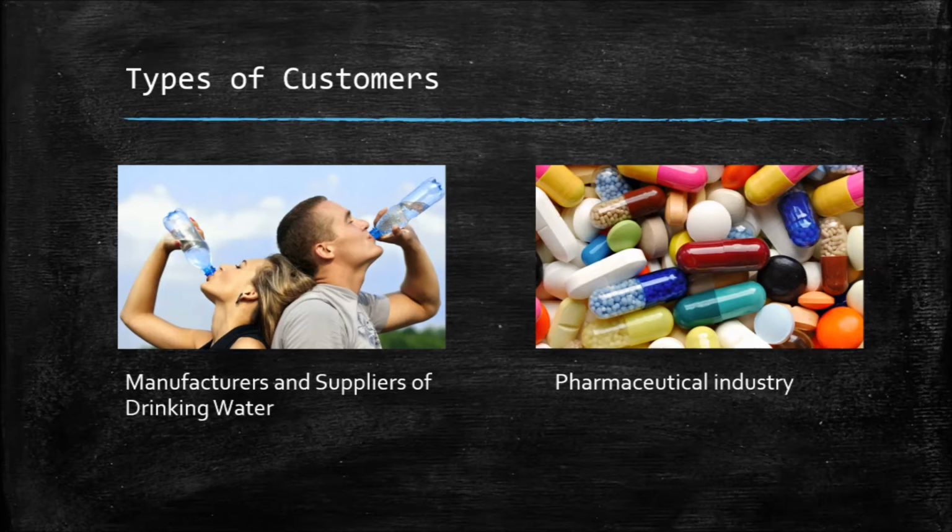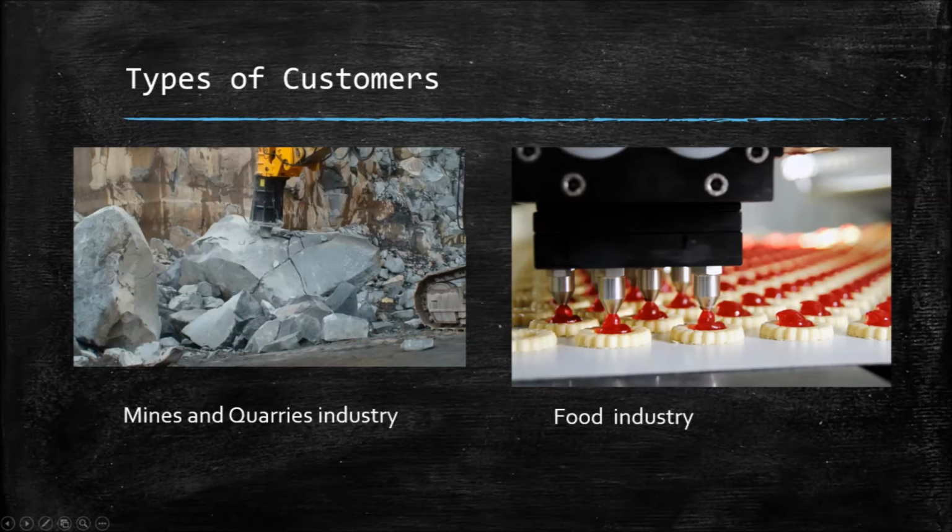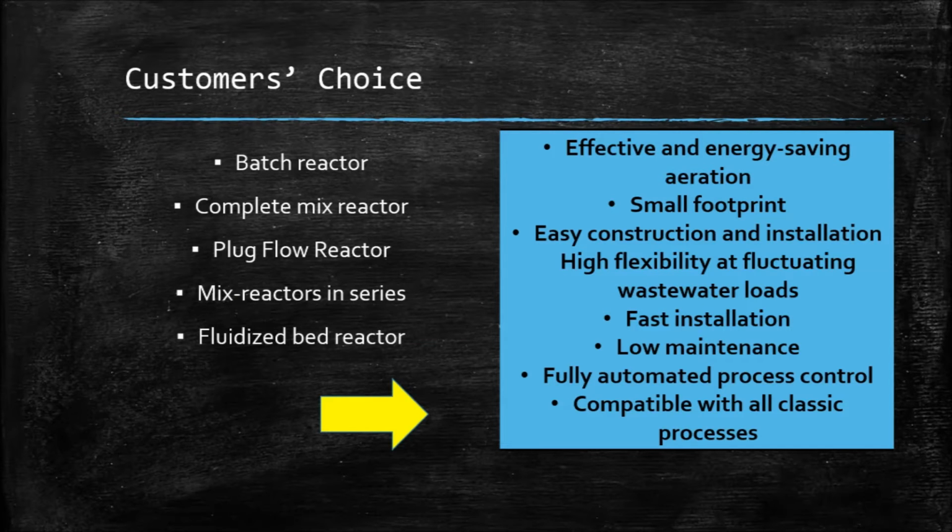Most probably, our types of customers are from manufacturers and suppliers of drinking water, pharmaceutical industry, mines and quarries industry, and also food industry. Wastewater treatment involves physical operations, chemical unit processes, and biochemical processes that are carried out in reactors. These are the principal types of reactors that can be used in this process, which are batch reactor, complete mixed reactor, plug flow reactor, mixed reactors in series, and also fluidized bed reactor.